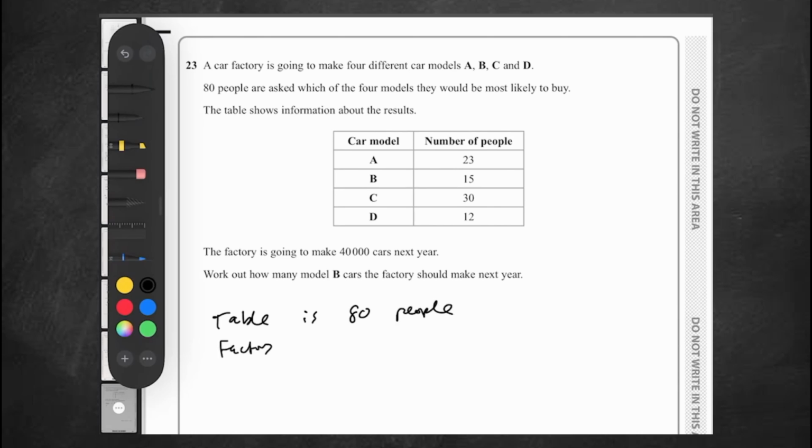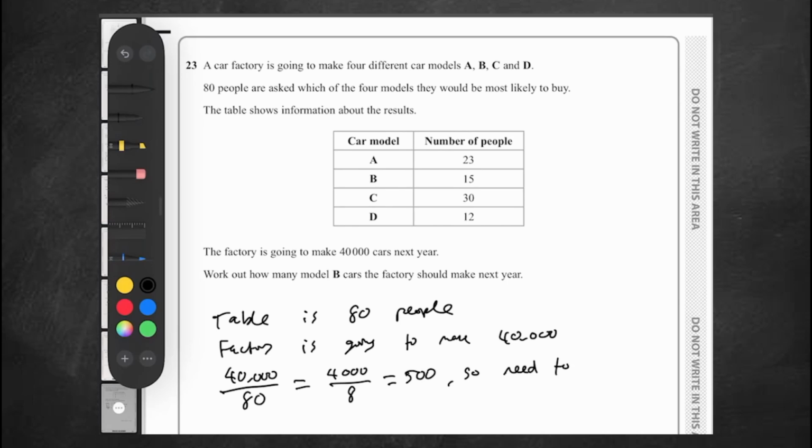Factory is going to make 40,000. 40,000 divided by 80 is the same as 4,000 divided by 8, which is 500. So we need to extrapolate the table by a factor of 500.